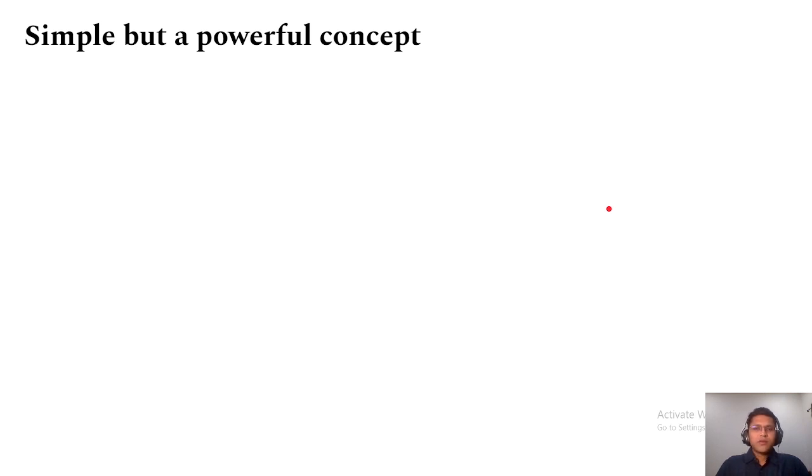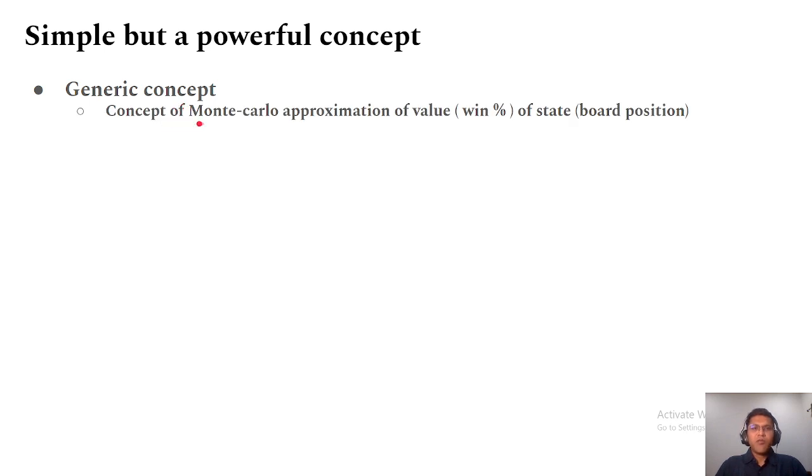All this looks not a very complicated stuff, right? It looks simple, but it's a very powerful concept. I'll explain about it in a minute. This is a generic concept. The concept of Monte Carlo approximation of value for a given state. This is very generic, and using a neural network to predict the value of a particular state, to predict the win percentage of a particular state.